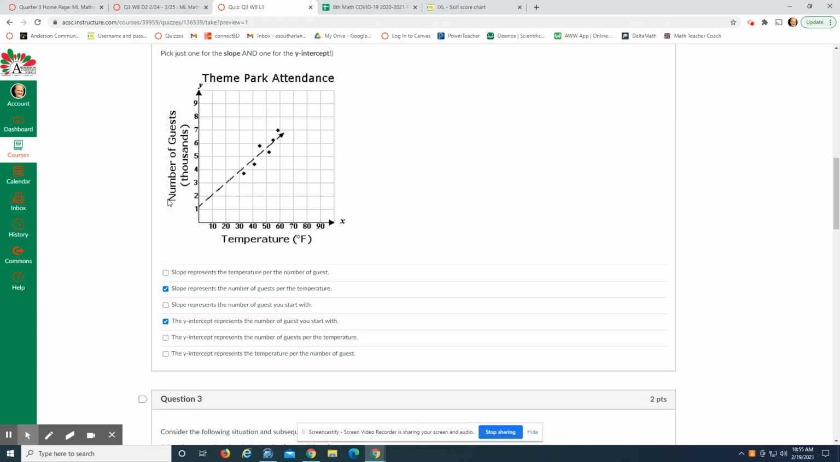Make sure that it's the title of the y. Sometimes they'll try to trick you and say, oh, the y-intercept represents the temperature you start with. But that's not the case. It's the title of the y.